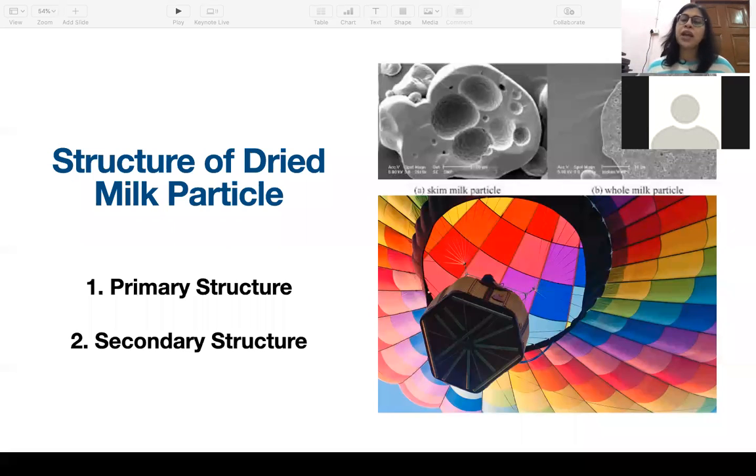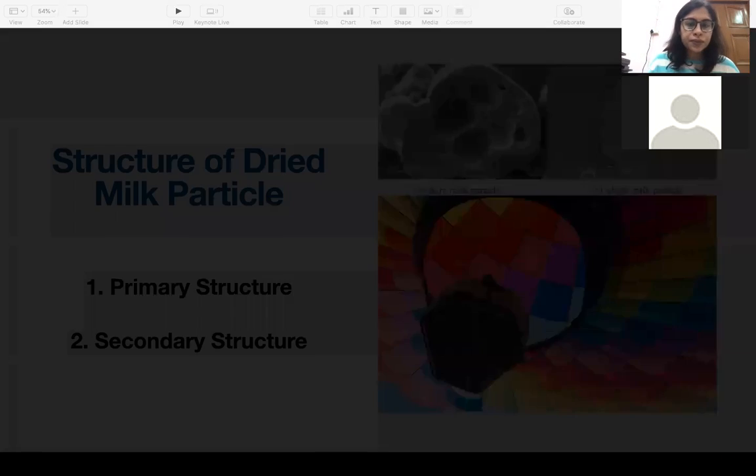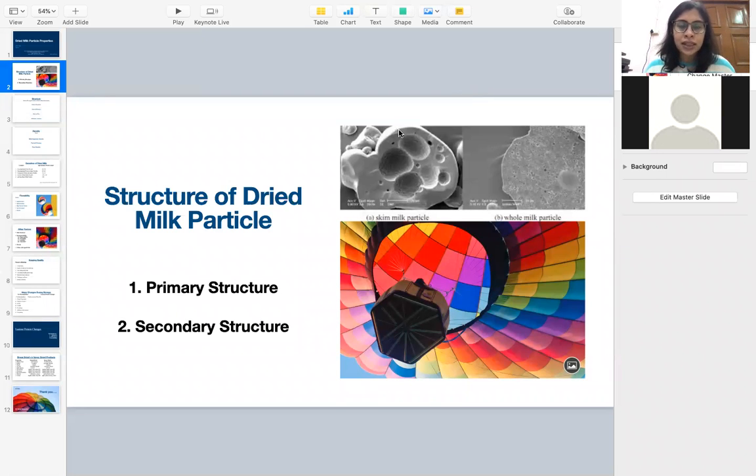There are two parts of a dried milk powder particle. One is the primary structure, another is the secondary structure. Now here you can see that there is an air cell. This is the air cell in the skim milk powder. And you see a very thin line here. This is also the air cell. So all those materials which are present inside this air cell, this is the primary structure.